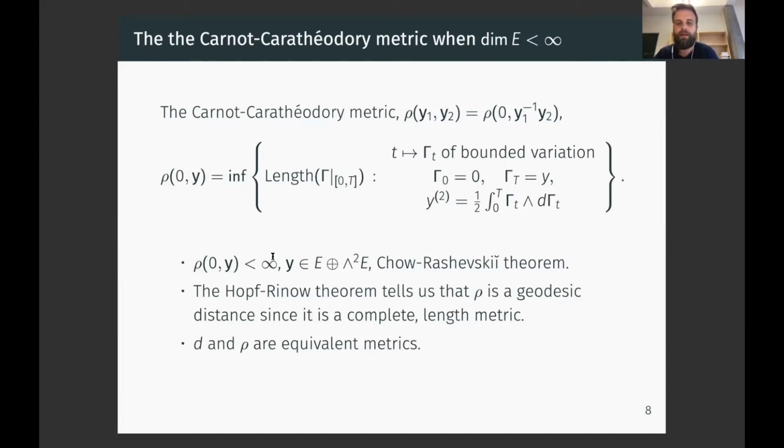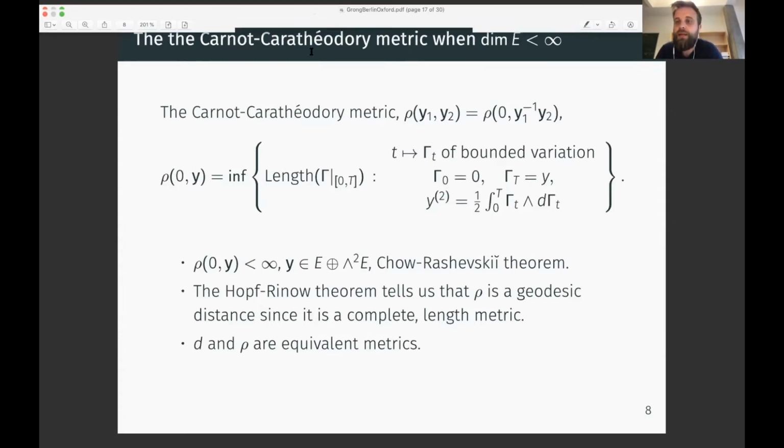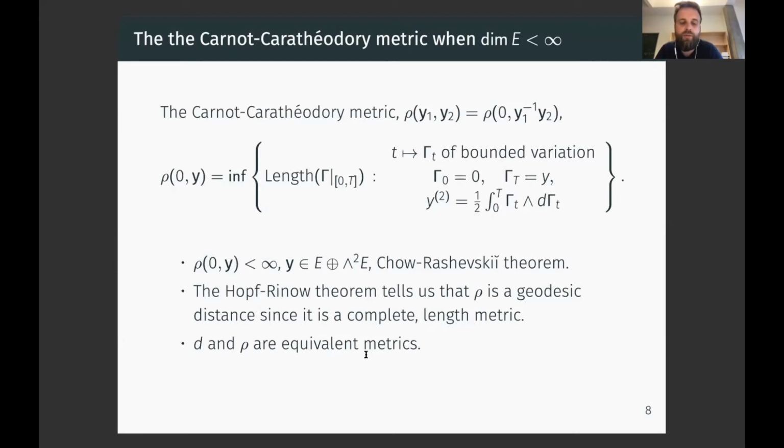So the property of this metric in finite dimension is that for anything in the space where the weakly geometric rough paths take their values, the distance will be finite. This is called the Chow-Rashevsky theorem. And since it's defined like this, it's a length space.